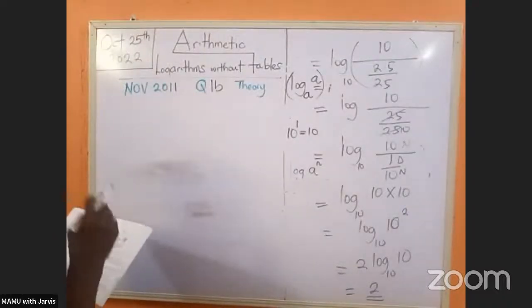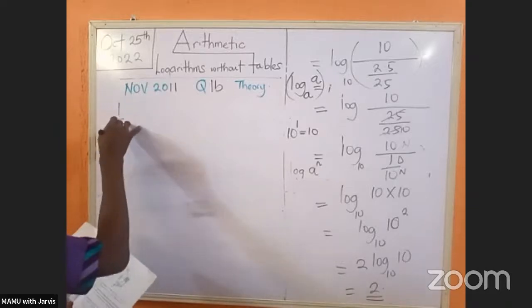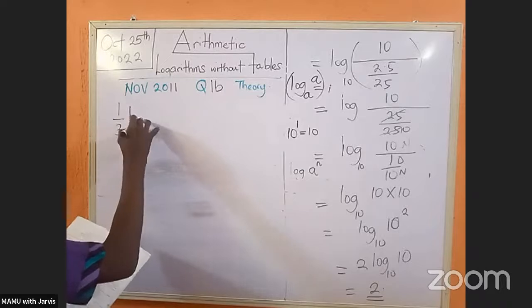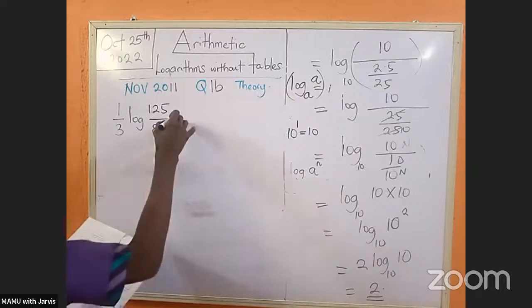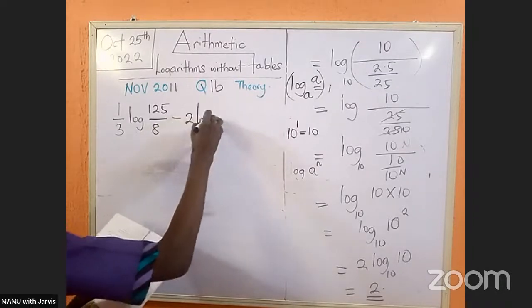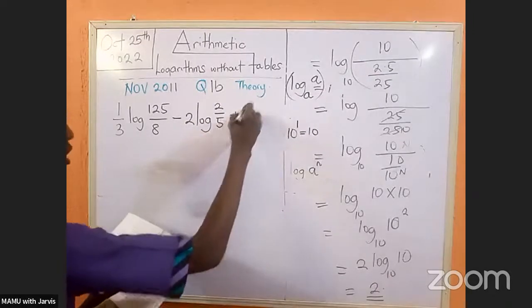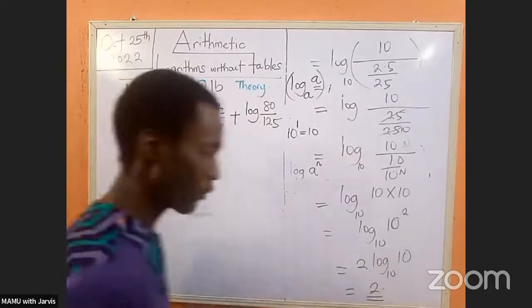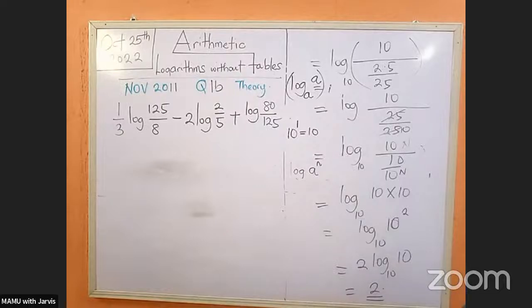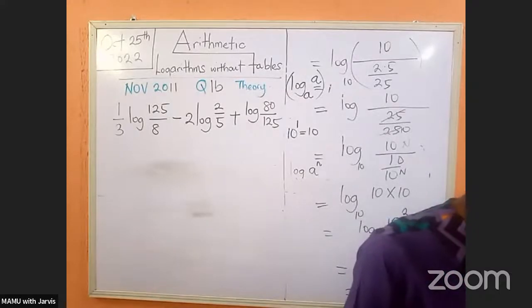Let's find the problem. It says, without using tables or calculator, simplify 1/3 log 125/8 minus 2 log 2/5 plus log 80/125. Remember that we have been told that they are all in base 10. So let's do that quickly and then we'll start.